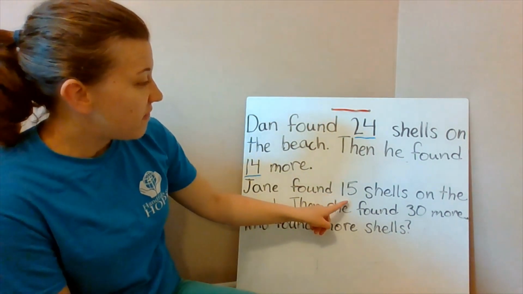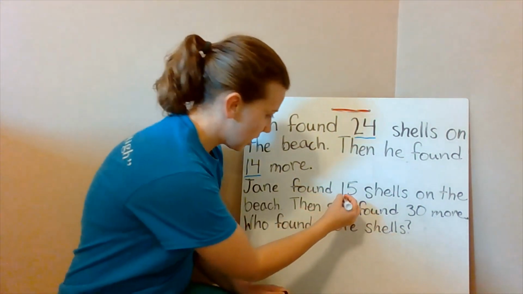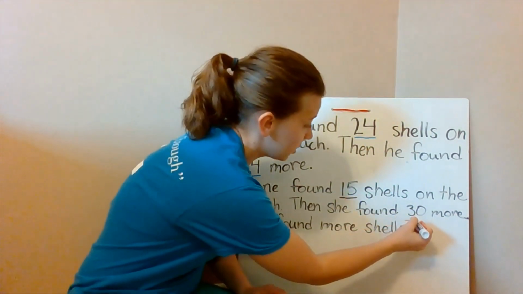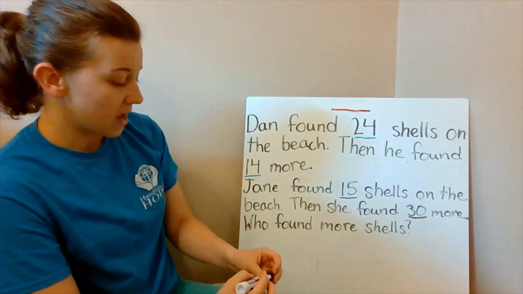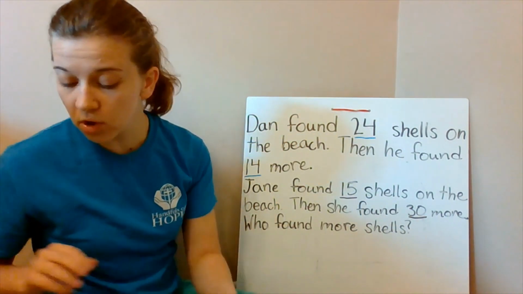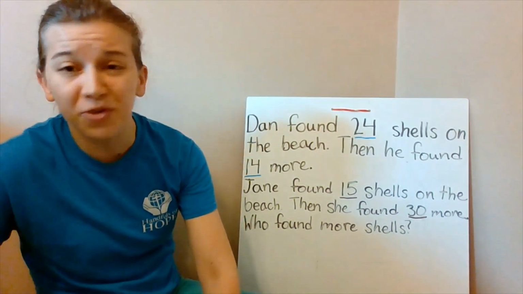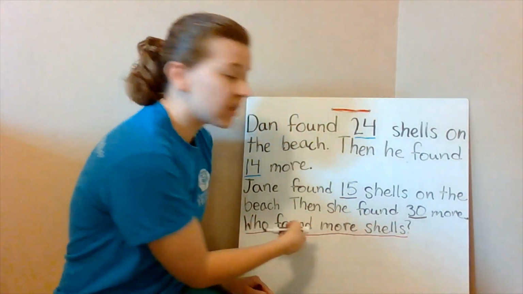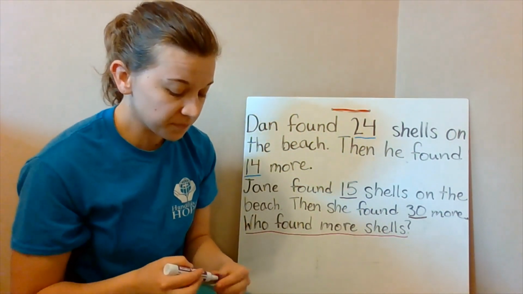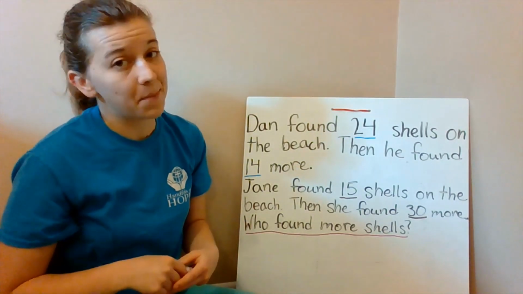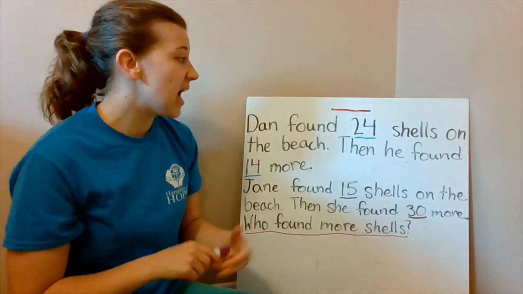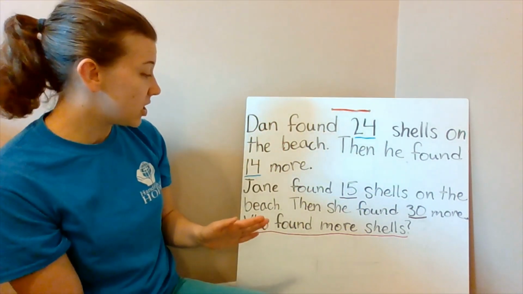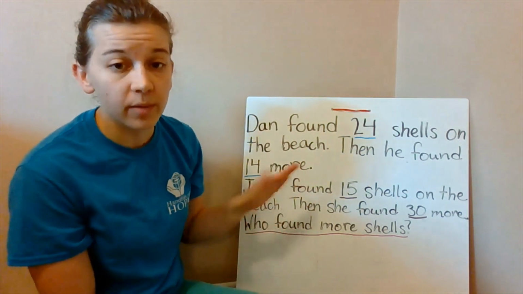So Jane found 15 shells on the beach. Okay, there we go. Then she found 30 more. All right, so I'll underline 30. Then the question, who found more shells? I'm going to underline that in a different color as well, in purple. Who found more shells? So that is the question that we're trying to answer. Now, we can't answer this question in one step. We can't, because we have to find out how many shells Dan found total and how many shells Jane found total, the total number of shells.